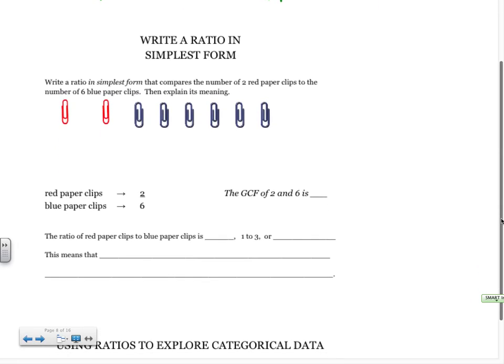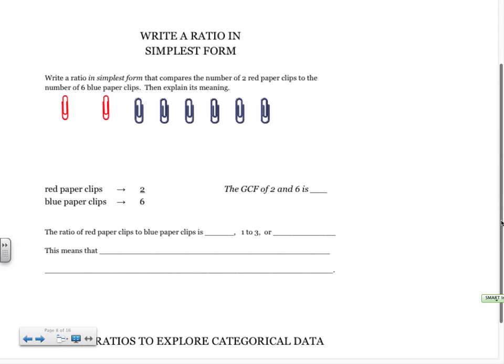Let's look at our ratios now in simplest form. Write a ratio in simplest form that compares the number of 2 red paper clips to the number of 6 blue paper clips. Then explain its meaning. We're always explaining in math, so let's go ahead and do the problem and then explain it at the end. We can see we have 2 red paper clips. Okay, and we have 6 blue paper clips.